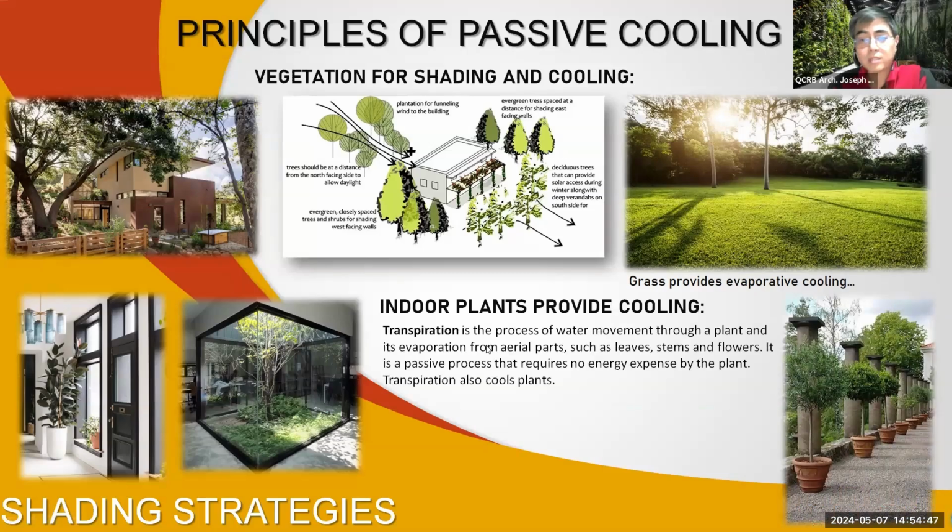Sa outdoor plants, ito, how do plants provide cooling, from evaporative cooling, di ba? This was taught to us in our elementary days, di ba? Yung transpiration. Transpiration is the process of water movement through a plant, and its evaporation from aerial parts such as leaves, stems, and flowers. It's a passive process that requires no energy expended by the plant. Transpiration also cools the plants, no? That's why it's called evaporative cooling also by the plants.